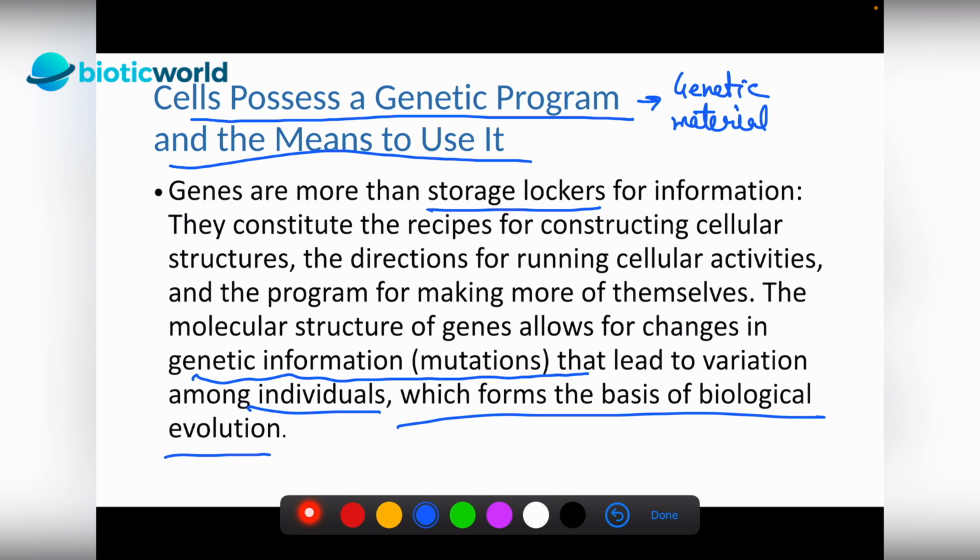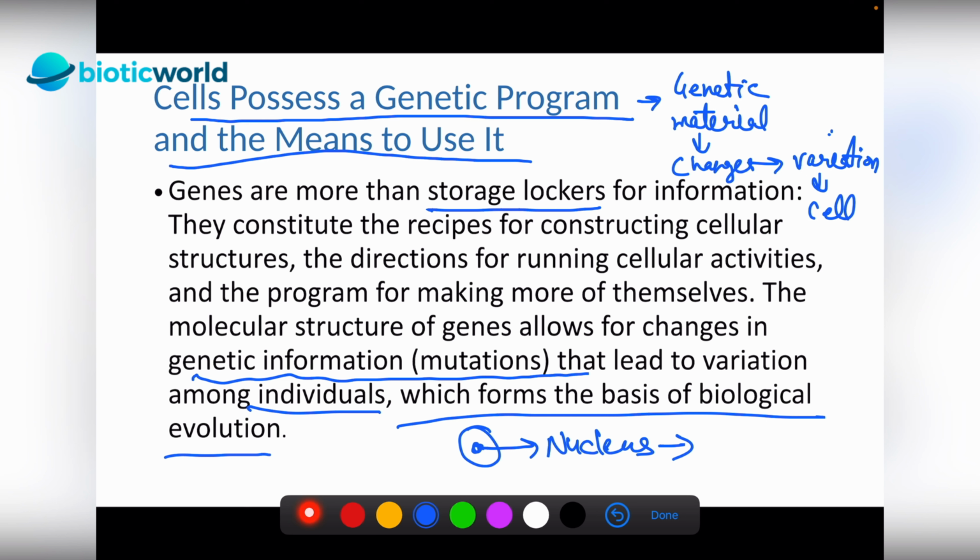So here, if there is any change in our genetic material, that leads to a variation, and these variations come from our cells. Why? Because this is our cell, and in the cell we have the nucleus. The nucleus stores our DNA, our genetic material. If there is any change in this, that leads to a change in the properties of a cell, because DNA contains the information, the recipes for constructing cellular structures.